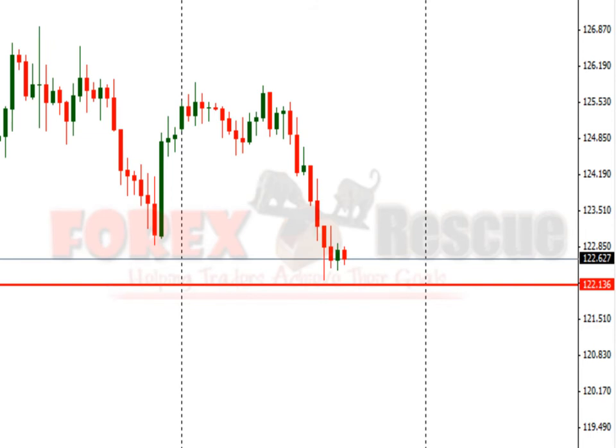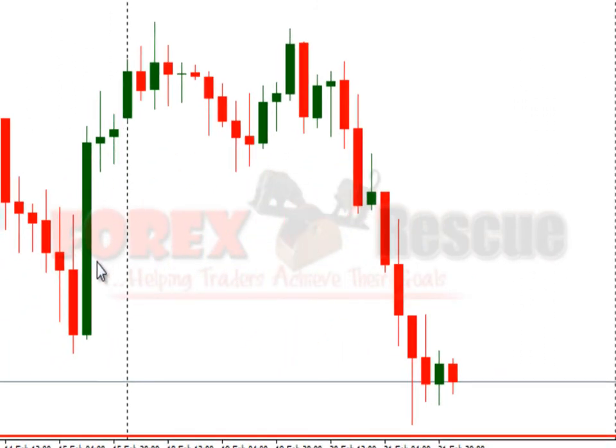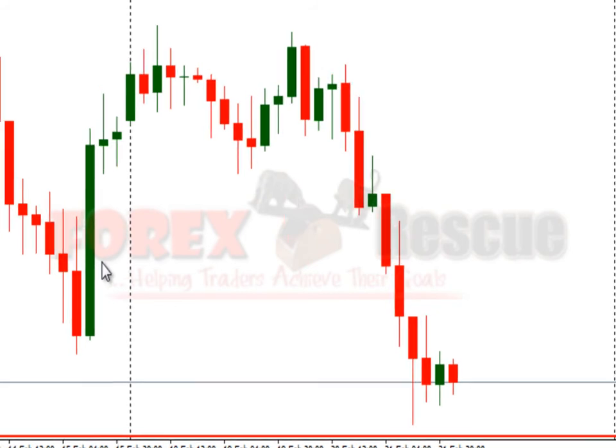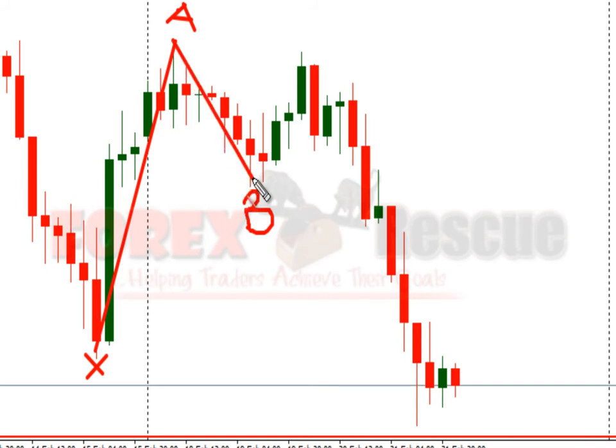First of all, we'll enlarge our chart. This is a crab pattern. This is point X, this is point A. Connecting them together, we have the XA leg. This is what we call point B. Connecting together, we have the AB leg. This is what we call point C. This area is point C. Connecting together, we have the BC leg.